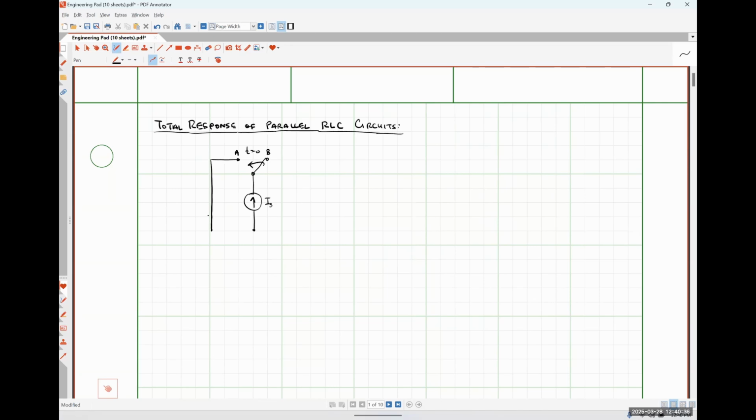Our A path is just going to look like a short circuit. And then our B path is going to be a network which contains a resistor R in parallel with some inductance L in parallel with some capacitance C, like so. So I'm going to define a few quantities here that we are going to be interested in.